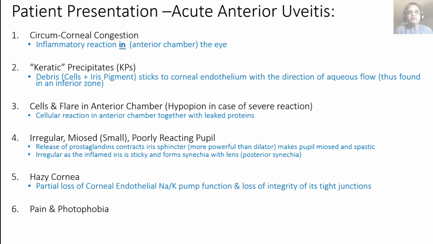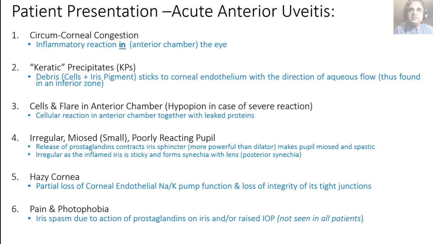You have a hazy cornea because of loss of the sodium-potassium pump in response to inflammation, and because of loss of the integrity of tight junctions because of inflammation in the anterior chamber. Pain and photophobia are because of iris spasm. We talked about why the iris is spastic when we talked about why the pupil is small, or miosis, because of the action of prostaglandins. That's one. And the photophobia is because of the same reason. Light goes into the eye, it wants to make the pupil even more constricted, causes even more pain. So exposure to light causes even more pain.